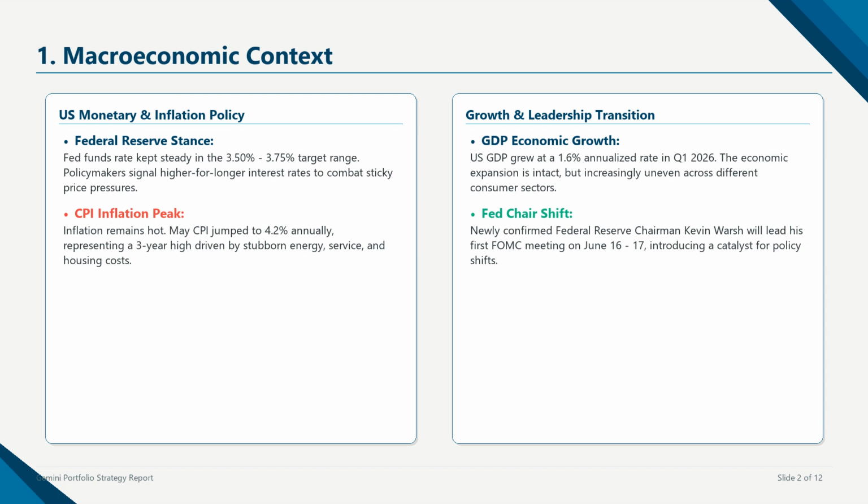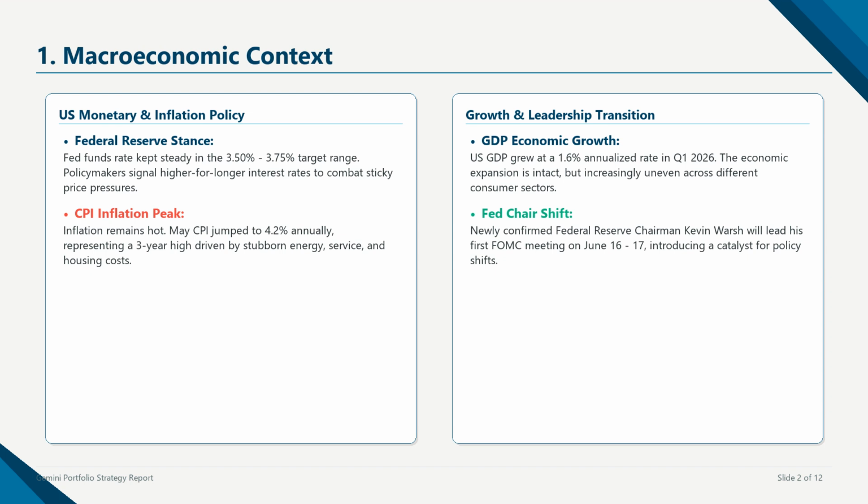In response, the Federal Reserve has maintained interest rates in the 3.5 to 3.75% target range. The markets are closely watching the upcoming Federal Open Market Committee meeting under newly confirmed Federal Reserve Chairman Kevin Warsh. The potential for a hawkish policy bias has led to notable sector rotations, prompting us to adjust our allocations.